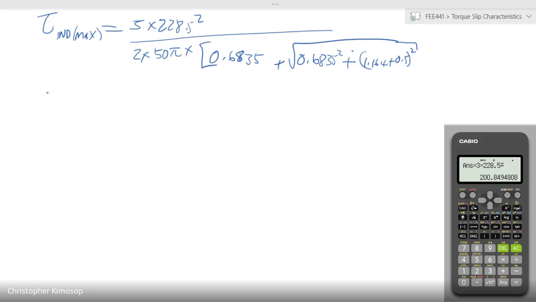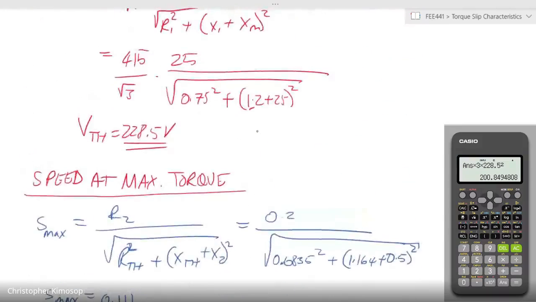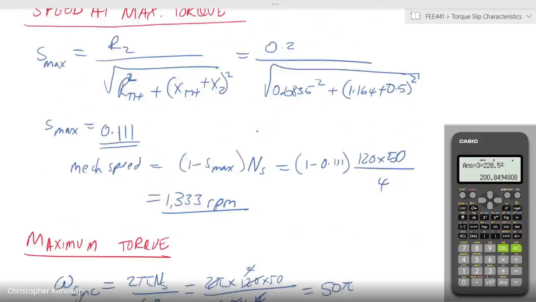So that gives us a maximum induced torque of 200 and what? 0.85 roughly. 0.85 Newton meters. Right. Now, that is our maximum induced torque.